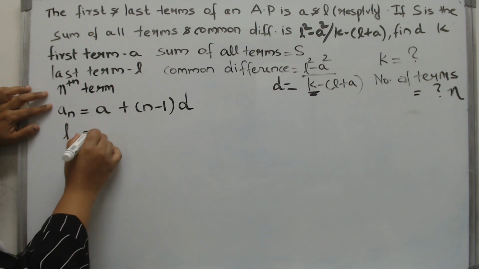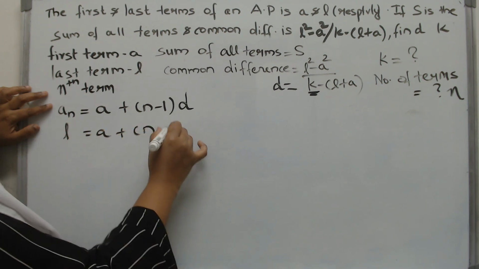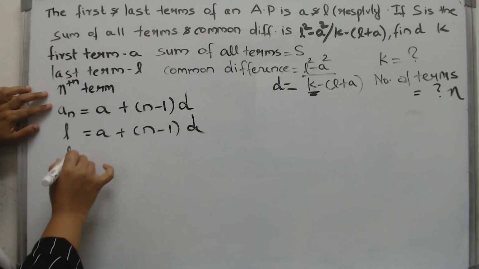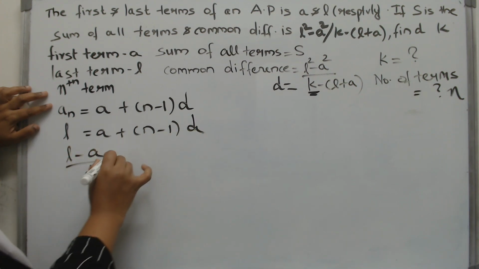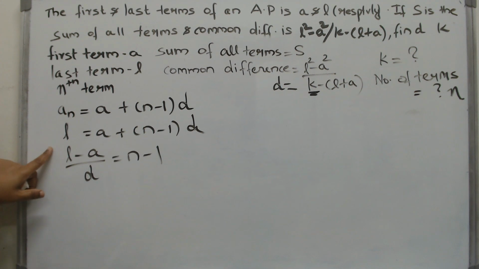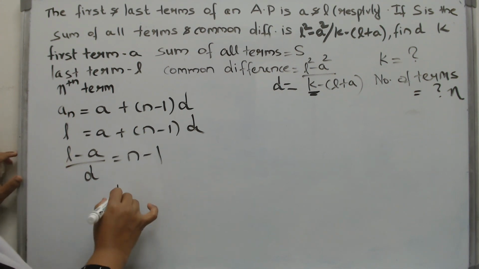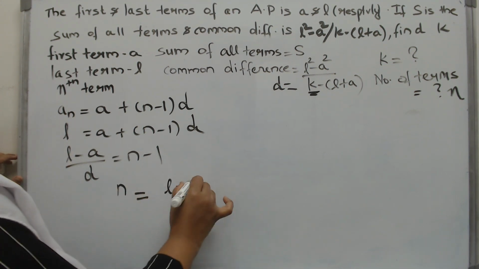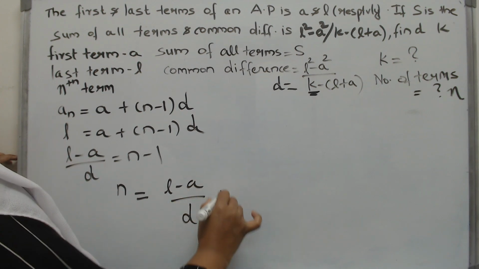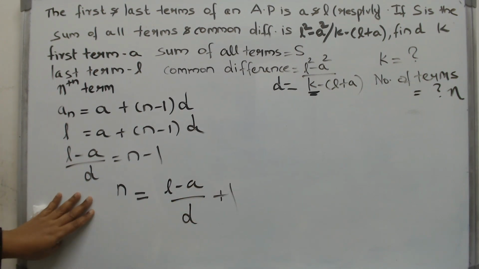It is l. So l is equal to a plus (n minus 1) into d, which means your n minus 1 is actually (l minus a) by d, or in other words n. The number of terms looks like this. So we have got the number of terms.